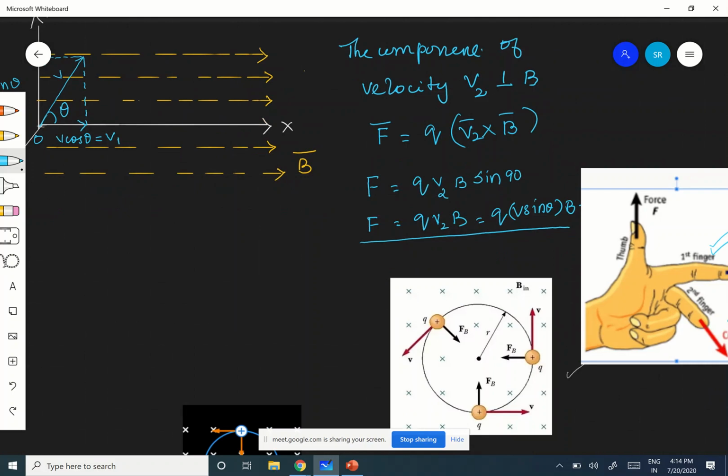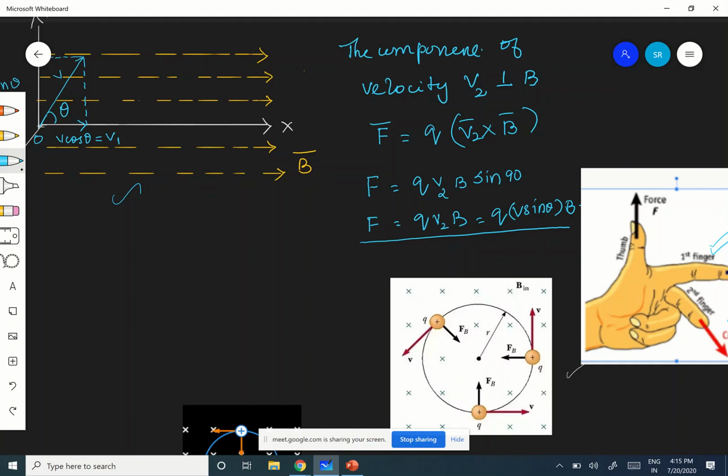Now you see here how to show. Because it is two-dimensional, I cannot show you the path here. So how is it constantly experiencing a force? That force is F equal to Q V2 into B, and that force will be perpendicular to both B and V. So it is experiencing a force which is perpendicular to the motion of the charged particle. So if it is moving, force is perpendicular to the motion V2 here.